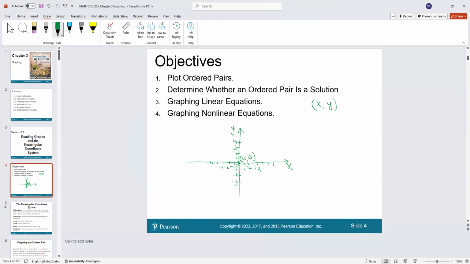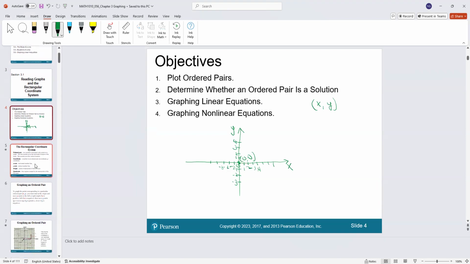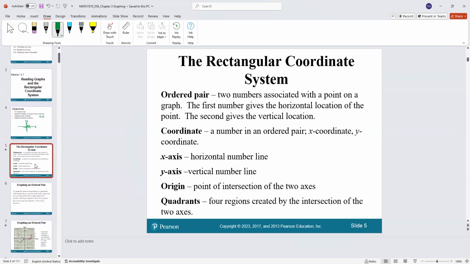We will determine whether an ordered pair is a solution to an equation, and also whether the ordered pair is located on the graph. Graphing linear equations, graphing non-linear equations. That's exactly what we would do in this section. So let's start very quickly with the rectangular coordinates I just told you about.